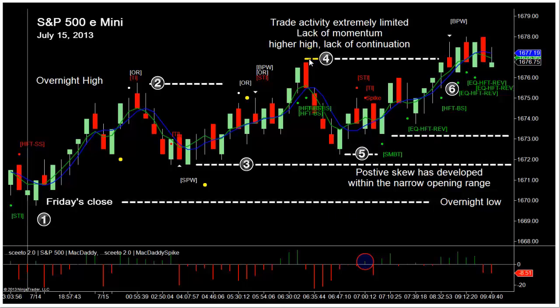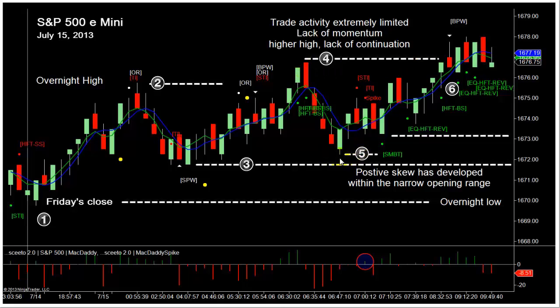The gap between the high and Friday's close is very modest, and typically the market will pull back and fill the gap. In the context of today's session, the market failed to pull back to fill the gap and stalled on the pullback to 1672. During the pullback, if you look at the slope of the digital filters, you can see that a positive skew developed within this narrow range. This indicated that the market was likely to retest the high up at 1676.